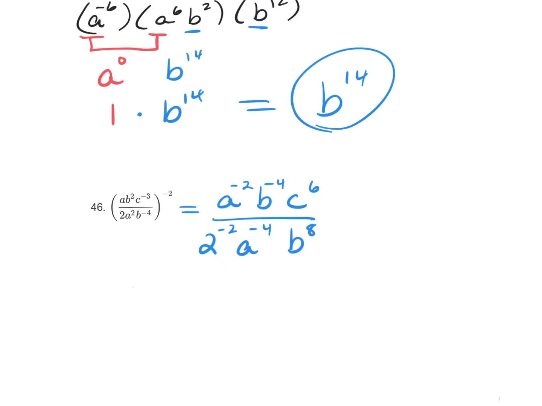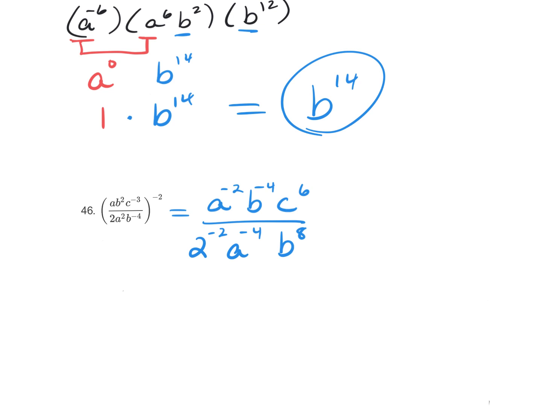Now what I can do is move around the negative exponents. So I can move the a's, switch their spots. So this 2 to the negative 2 will go to the top. A to the 4 will come to the top. A squared goes to the bottom. B to the 4th goes to the bottom. B to the 8 stays there. And c to the 6 will stay there because it's already positive.